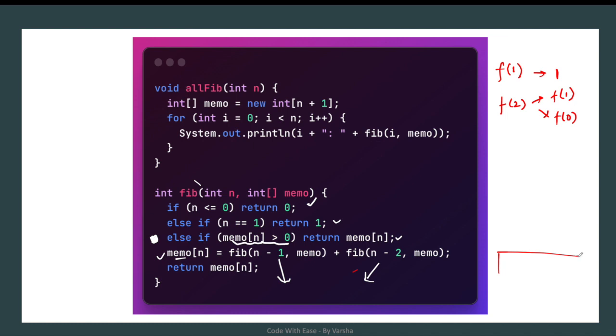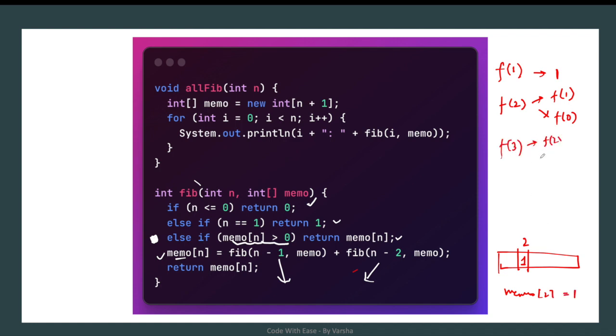So let's say I have this memo array, n is equal to 2. At this location 2, it is going to store 1. So memo of 2 is now going to have 1. 1 is being stored. When I am trying to compute f of 3, what do I want?